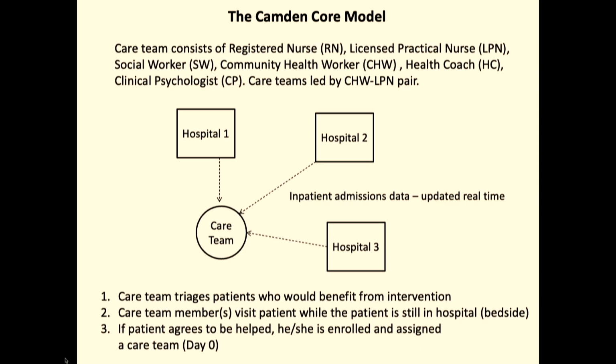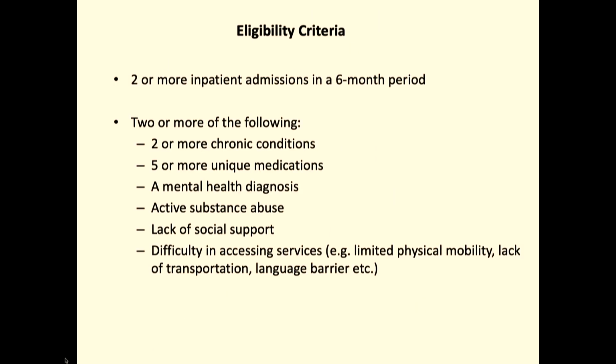These real-time feeds from these hospitals come to the care team. They triage to see if there are patients who would need assistance, those who would benefit from the intervention. The triage criteria are these: 2 or more inpatient admissions in the last 6 months, and 2 or more of these characteristics: more chronic conditions, 5 or more medications, active substance use. If any 2 of these are checked, and the patient has had 2 or more inpatient admissions, that's the eligibility to be included.